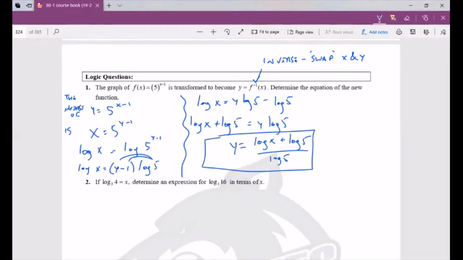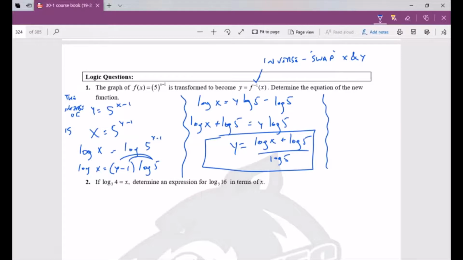Now that would probably be good enough for an exact value final answer. However, you should be aware that, especially on a multiple choice test, you could see things that are in different forms, and you need to be able to translate this into the next form. Even though you might argue that this is simplified, there's some things that we can do to take this further. We could take log x plus log 5 over log 5 and break it apart into two fractions and call it y equals log x over log 5 plus log 5 over log 5.